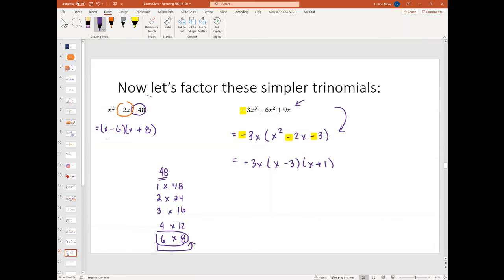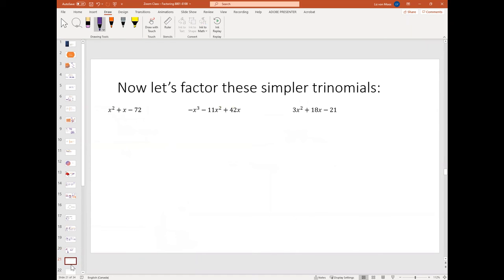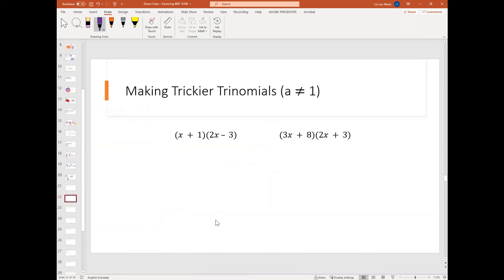If you're not sure, look at the outside, that's 8x. Look at the inside, that's -6x. Yes, those sum to +2x. This inside-outside piece is really important in the next set. I'm going to skip all of those and go right to the worst ones.